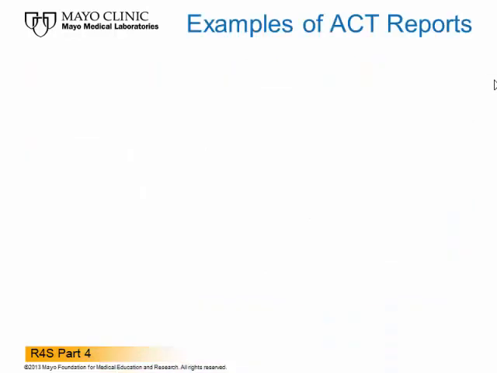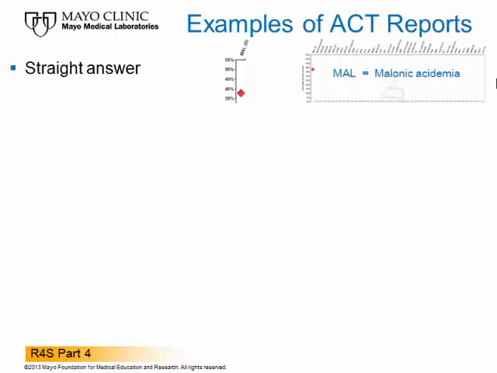This slide shows a few examples of information provided by the all condition tool. It could be a straight answer, but for a rare condition like malonic acidemia that most programs have little or no previous experience with, and therefore could be a risk of being missed by an improperly set cutoff value.